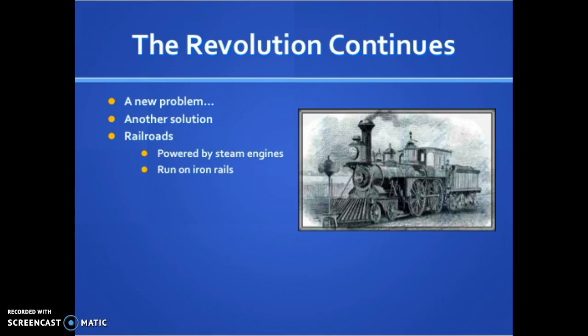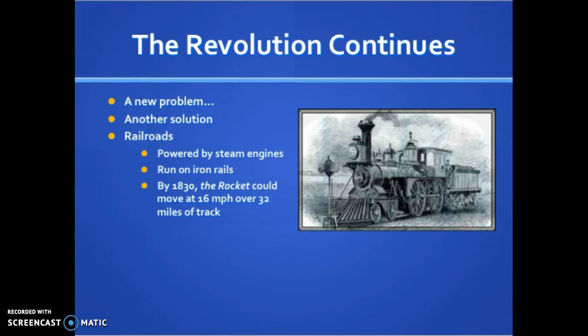Railroads were powered by steam engines, and they ran on iron rails. By 1830, the Rocket, one of the first railroads built in Great Britain, could move at a lightning speed of 16 miles per hour over 32 miles of track.